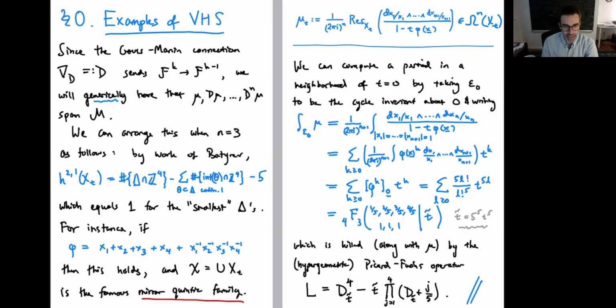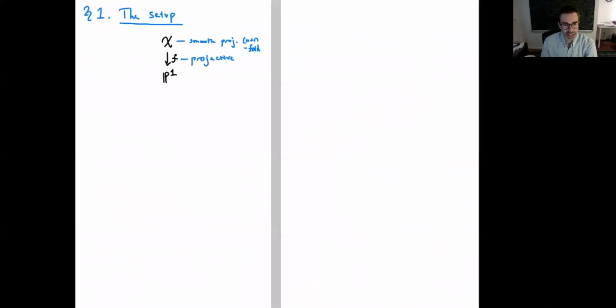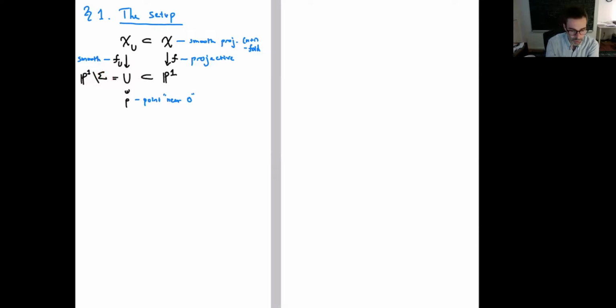All right. So here is the general setup. I want to assume that I have a smooth projective n+1 fold with a projective morphism to P1. Then I take the complement of the discriminant locus sigma, call it U, over which the restriction of F is smooth.